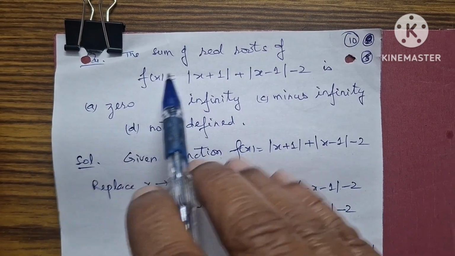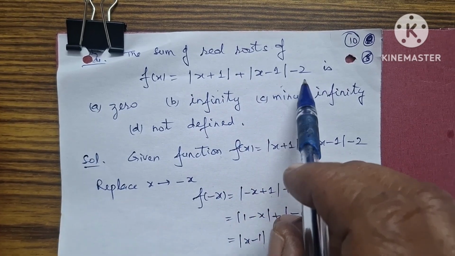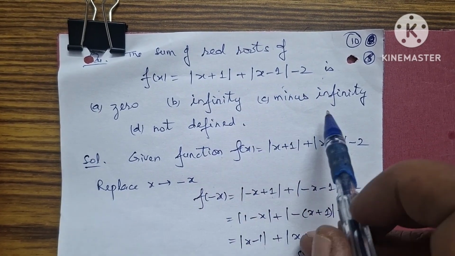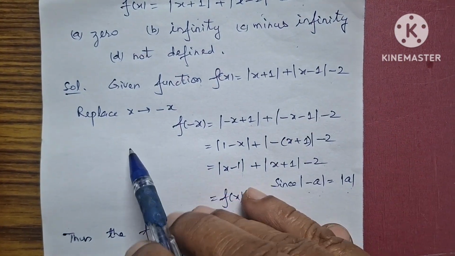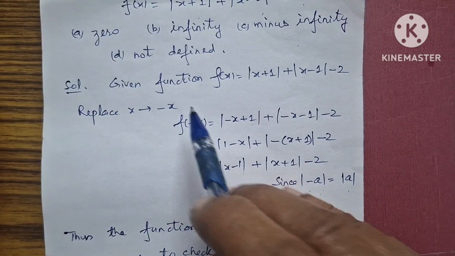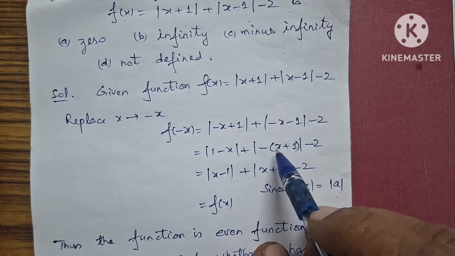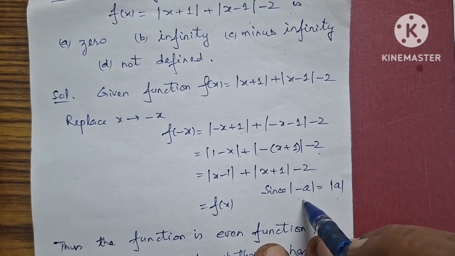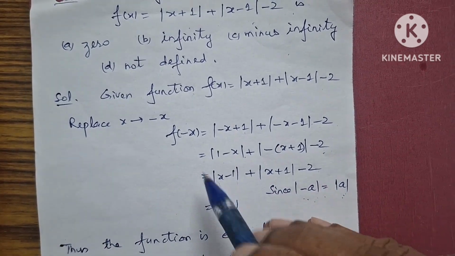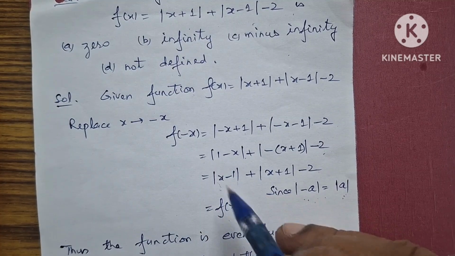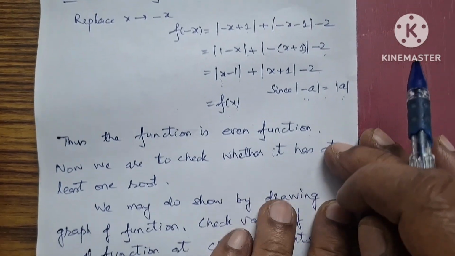Next question: the sum of real roots of the function mod x plus 1 plus mod x minus 1 minus 2 is 0, infinity, minus infinity, not defined. In the given function, we replace x by minus x. f(-x) becomes mod 1 minus x plus mod minus x plus 1 minus 2, since mod of minus a is equal to mod of a. So f(-x) can be proved to be f(x). Thus the function is an even function.